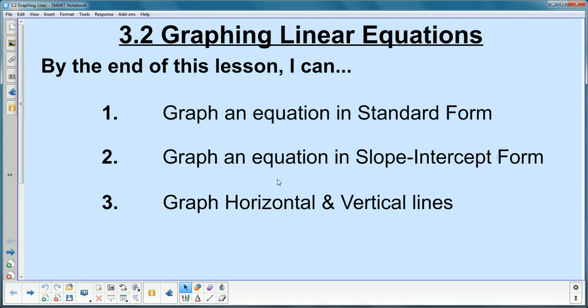Alright people, Algebra 1, here we go with graphing lines. By the end of the lesson you'll be able to do two types of graphing lines, one in standard form, one in slope-intercept form, and then we're also going to talk about two special cases which are horizontal and vertical lines. So we'll be able to graph pretty much every line after this lesson.